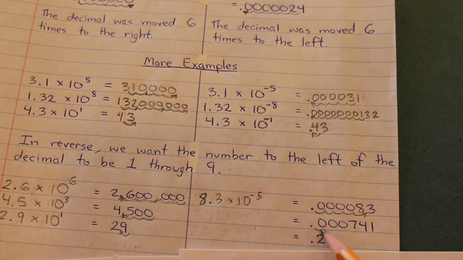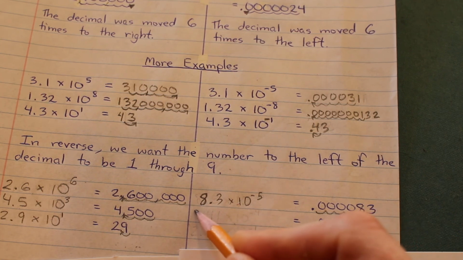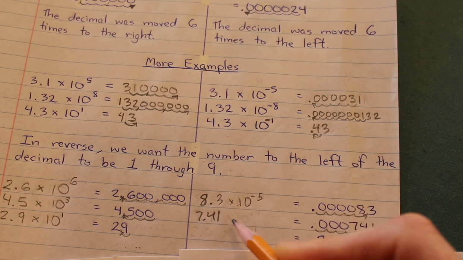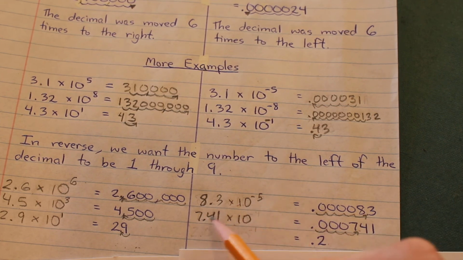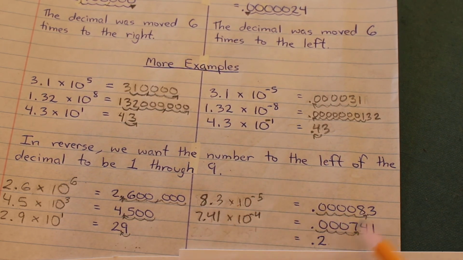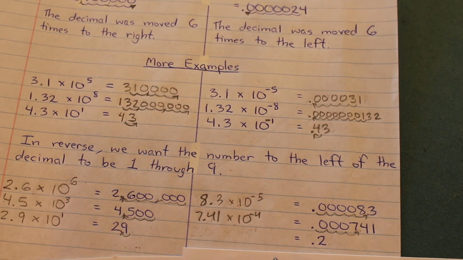Let's try this. Where does the decimal need to be? Right there, 7.41. Then the number to the left of the decimal is between 1 and 9. And so is the whole thing here. Times 10 to the what? Well, from here to there, we'd have to move the decimal to the left 4 times. So negative 4. You can also remember, usually tiny numbers go with a negative exponent up here, and big old numbers go with a positive exponent. That's almost always the case.